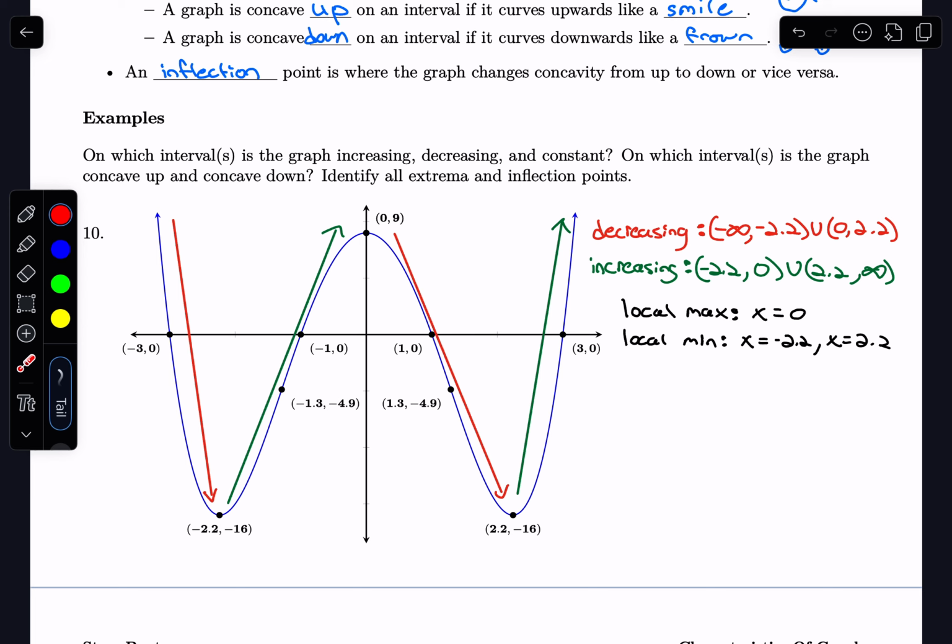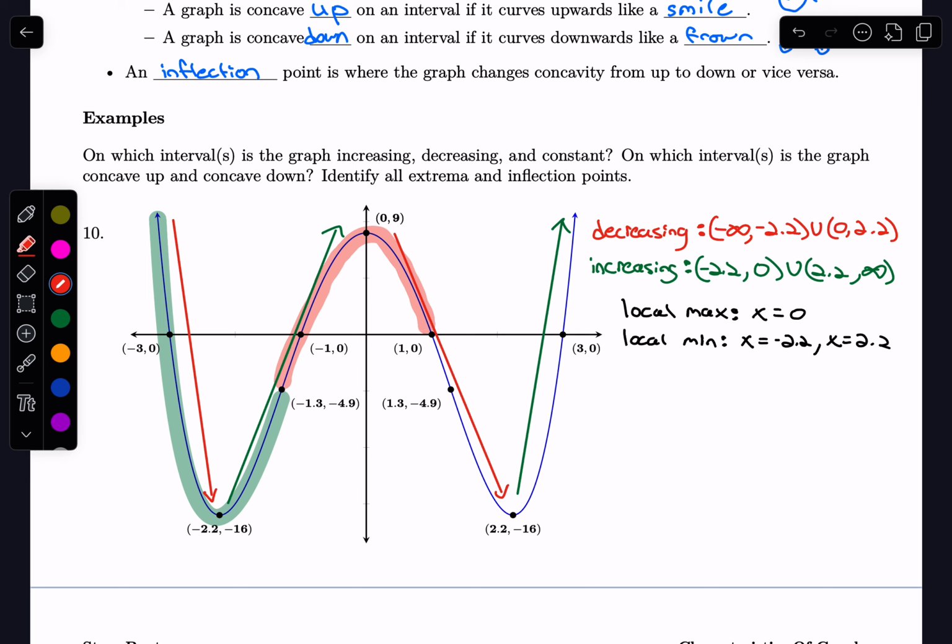Now we got to talk about concavity. So when we look at this, I'm going to use the highlighter. We're going smiley face style all of this left section of the graph till we get to right here. Okay, and then we're going to be frowny facing everything in the middle here.